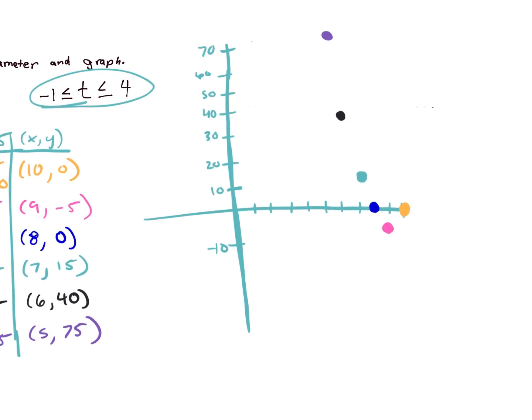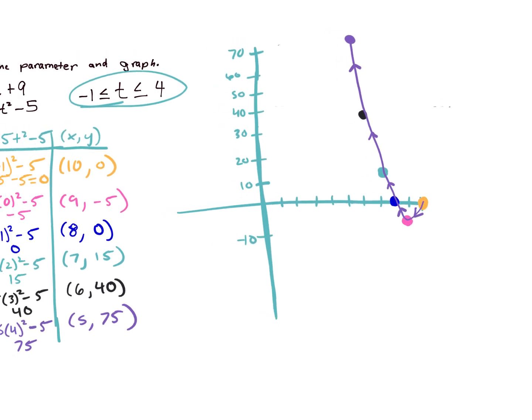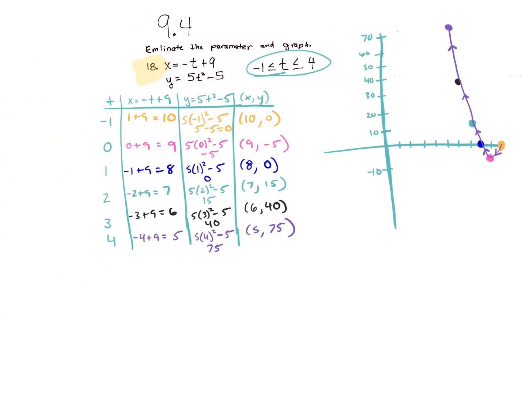Then we want to connect all of our points in order. So we started with the orange one, went to the pink, the blue, the teal, the black, the purple. And then we need to show our orientation. So I went from the orange to the pink, pink to the blue, blue to the teal, teal to the black, black to the purple. So make sure you draw your arrows. So this would be our graph. So on your graph, you need to show your orientation. Any questions with our graph there?